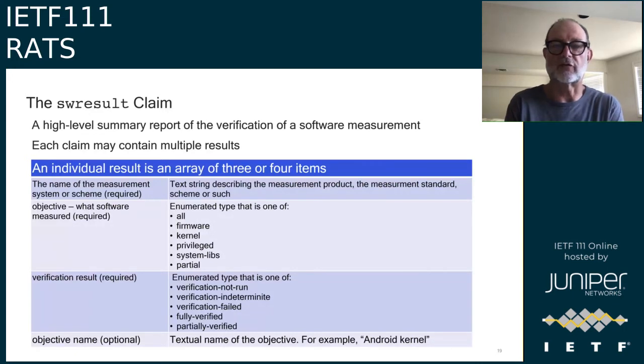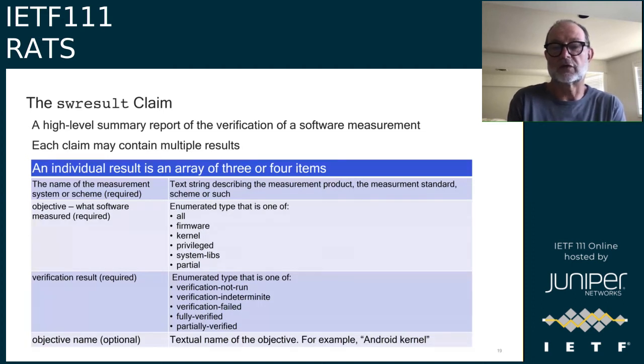One is what was enumerated. So was everything in the submodule or the device enumerated? Was it partial? Or do we know enough to say it was just the firmware, just the kernel, just the privileged software? Mostly, I think it would be either all or partial, with the other ones used in rare cases. And then the other enumerated type says what the result of the verification was.